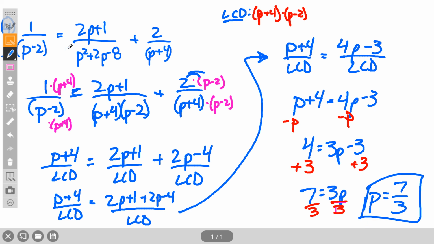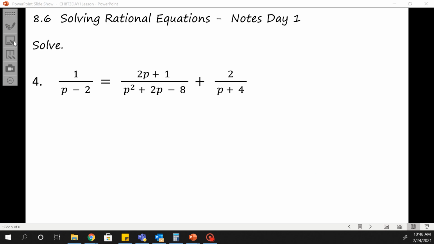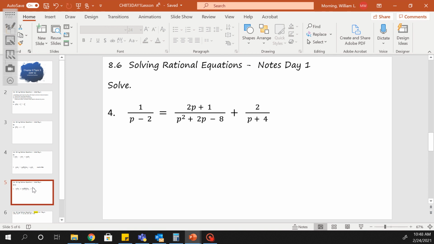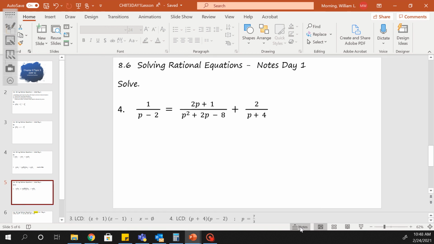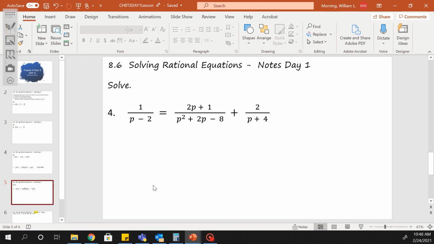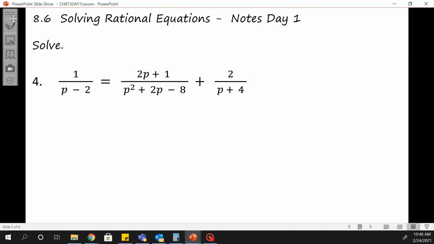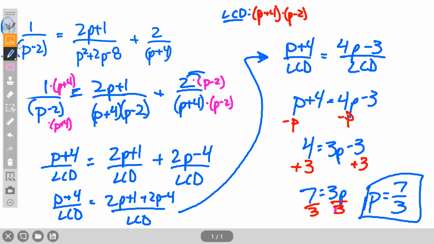All right, that definitely works for all of the denominators because the only restricted values are negative 4 and 2. And I wasn't expecting to get a fraction, so let me make sure that I've got that solution correct here. Yeah, 7 over 3. All right, and that definitely works as a solution because it doesn't match my restricted values. So 7/3 is my solution to number 4.